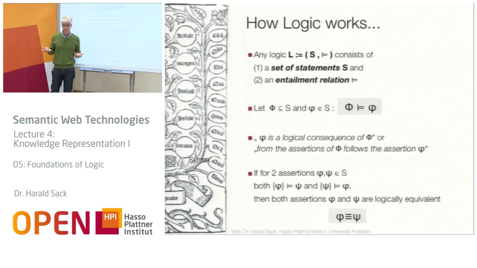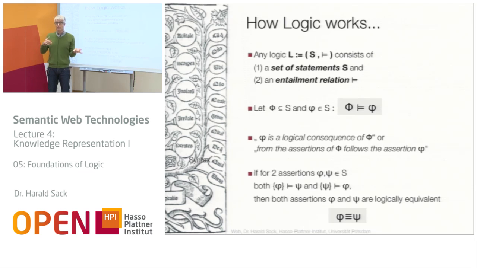And then, from a set of statements, let's call it big phi, which is a subset of S, which is the set of statements, you can entail, with the help of this entailment relation, another statement, small phi, which is also an element of the set of statements. So big phi entails small phi. Small phi is a logical consequence of the set of statements represented by big phi. Or from the assertions from big phi follows the assertion small phi.